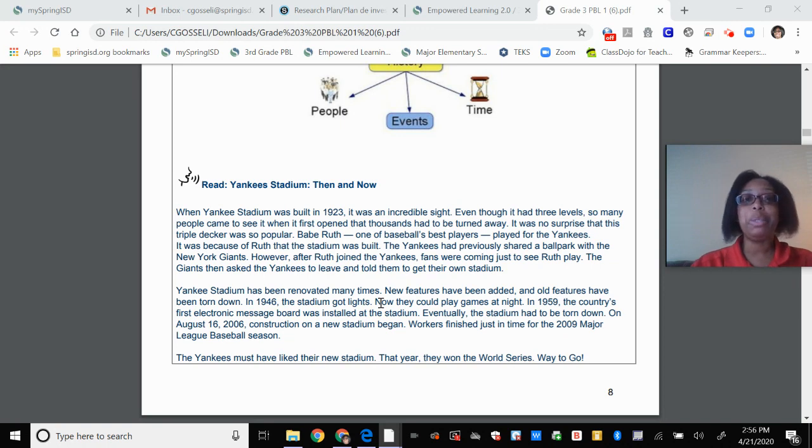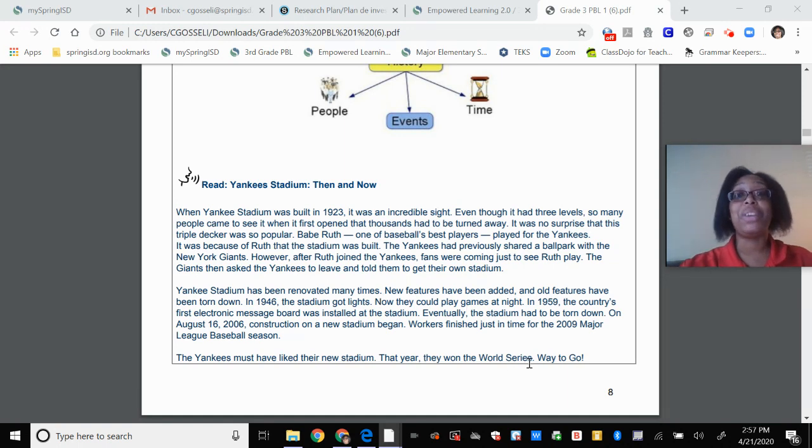So when Yankee Stadium was built in 1923, it was an incredible sight. Even though it had 3 levels, so many people came to see it when it first opened that thousands had to be turned away. It was no surprise that this triple-decker was so popular. Babe Ruth, one of baseball's best players, played for the Yankees. It was because of Ruth that the stadium was built. The Yankees had previously shared a ballpark with the New York Giants. However, after Ruth joined the Yankees, fans were coming just to see Ruth play. The Giants then asked the Yankees to leave and told them to get their own stadium.